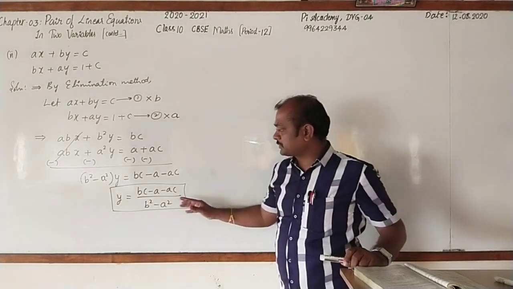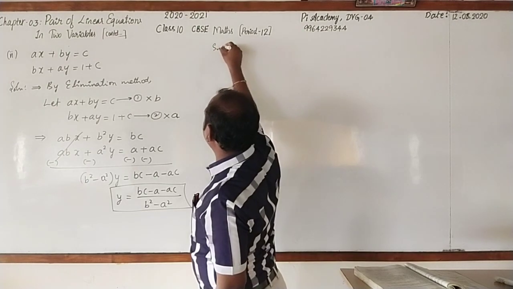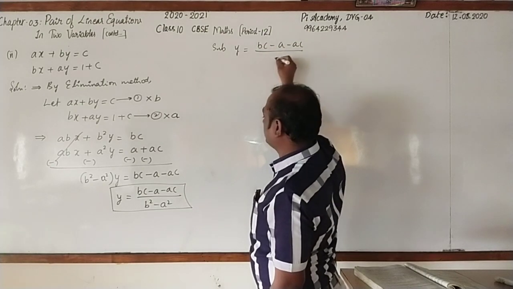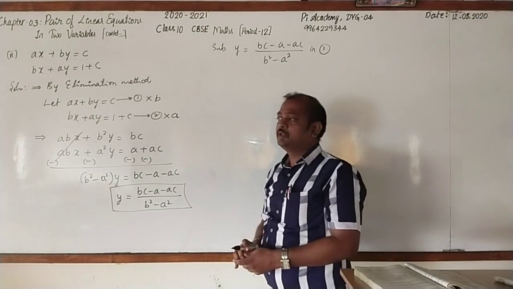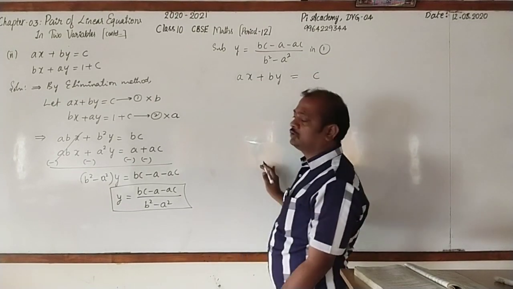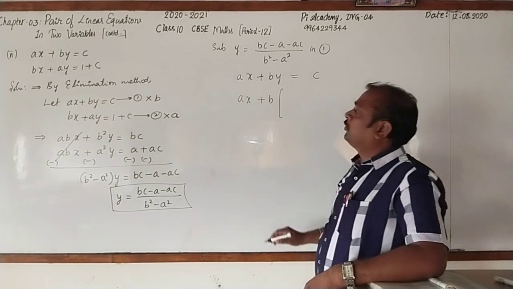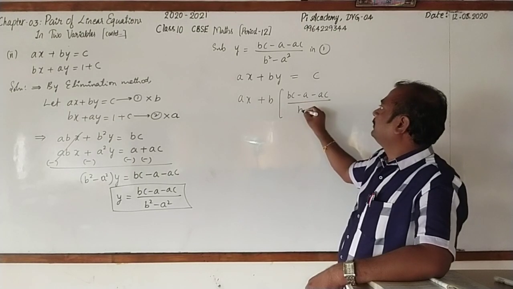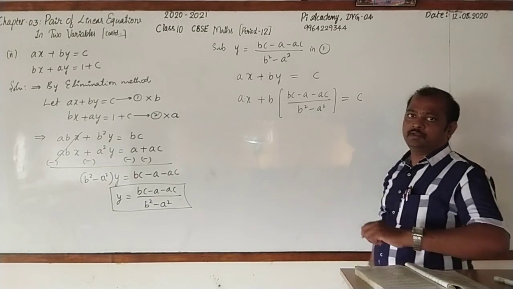Now let us go for substituting y in any one of these two equations to get x. Here I'll write, substitute y is equal to bc minus a minus ac whole divided by b square minus a square in equation 1. Equation 1 is, it is ax plus by is equal to c. Then a into x as it is plus b into y. What is y? This is bc minus a minus ac by b square minus a square. It is equal to c.